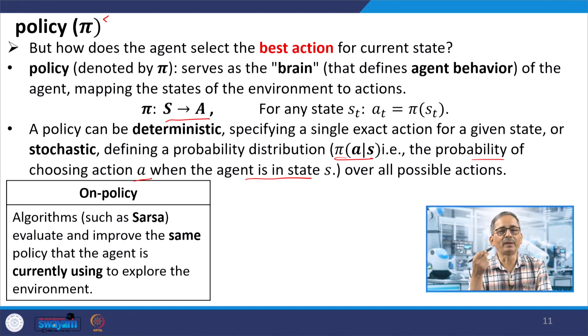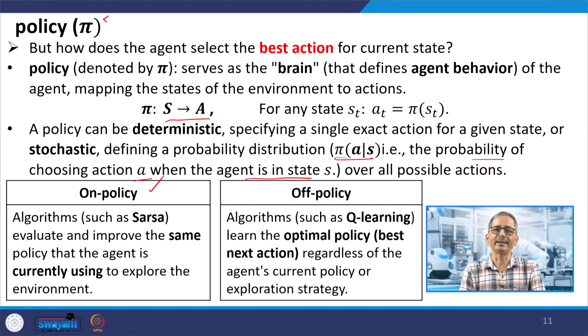So we could have on-policy. In on-policy, what happens? The algorithm evaluates and improves the same policy that the agent is currently using to explore the environment. Whereas in the case of off-policy, algorithms such as Q learning, which we are going to see in this lecture itself towards the end, learn the optimal policy, that is the best next action, regardless of the agent's current policy or the exploration strategy.